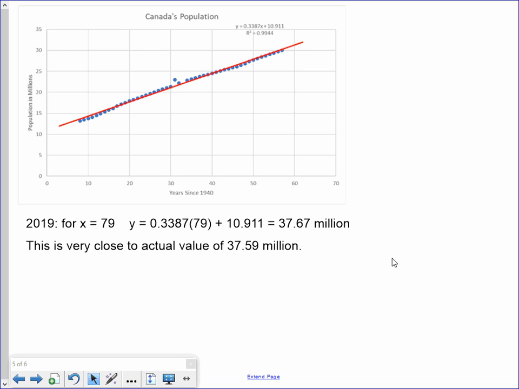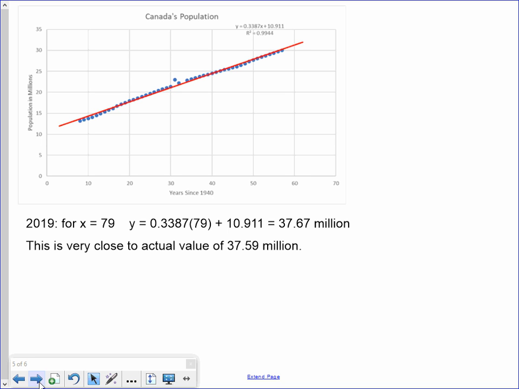Okay, so we made our graph of Canada's population versus time, and we fit our linear model to it. And then we could use our model just by subbing in that value for year. So we did years since 1940, so x would be 79. And when we sub our x value into that calculation, we got 37.67 million, which is really pretty close to the actual value of 37.59 million. So our linear model for the growth of the population was pretty good, right?